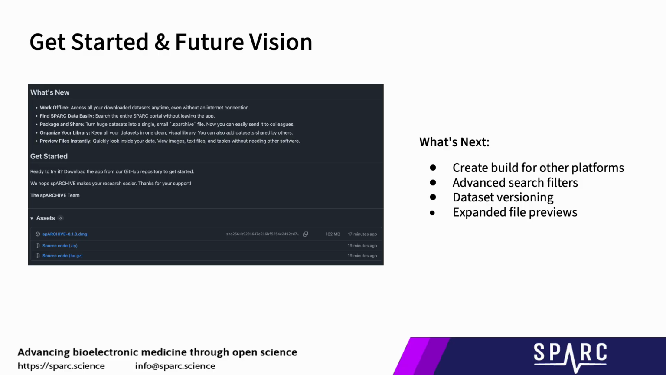But at the moment, because of the limitation of time in the hackathon, we can only generate the application for macOS. For SPARCHIVE, we have so many ideas that we want to build upon, but because of the limitation of time, as I said previously, we cannot do it. For example, we want to build SPARCHIVE for other platforms as well. We want to add more advanced search filters, dataset versioning, and also expand on what kinds of files the user will be able to preview.